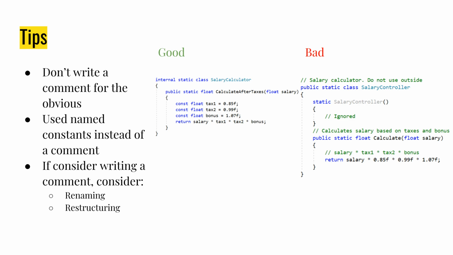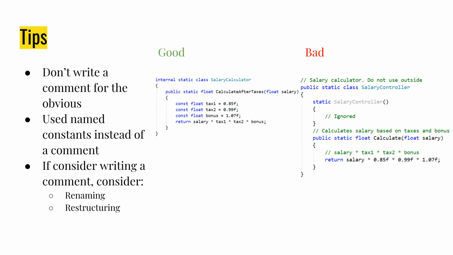So 0.85 is tax 1, 0.99 is tax 2, and bonus is 1.07. We wrote a comment for it. What if it changes? What if the order of those multiplication elements changes? The comment will have to change, will it? Most likely not. So please do refactor.